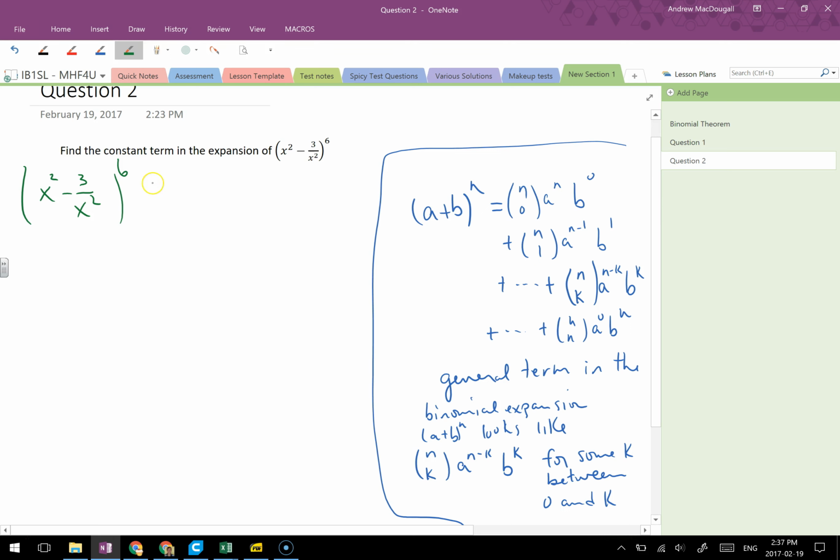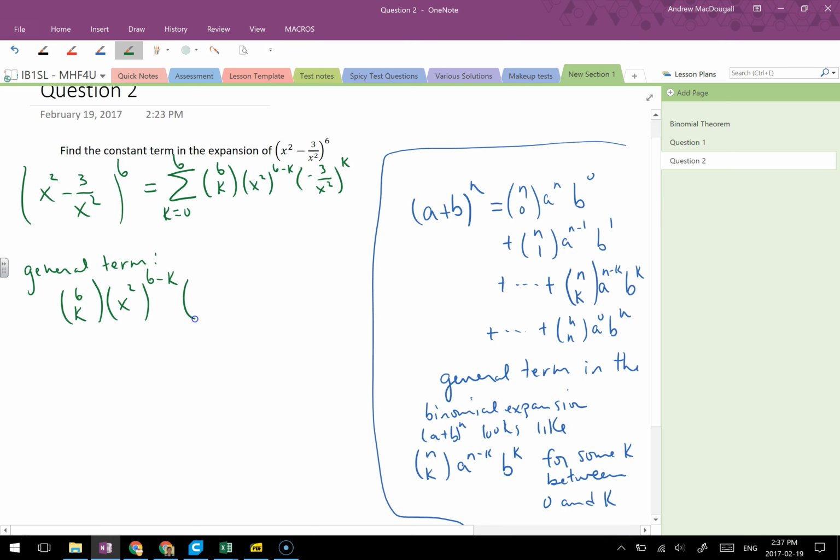We add up, for all the k's between 0 and 6, terms that look like this: 6 choose k, times x squared to the 6 minus k, times negative 3 over x squared to the k. So in other words, the general term has the form 6 choose k, x squared to the 6 minus k, negative 3 over x squared to the k.